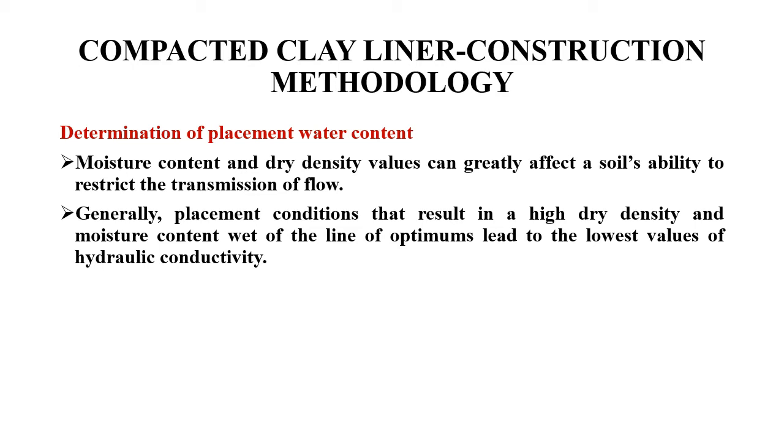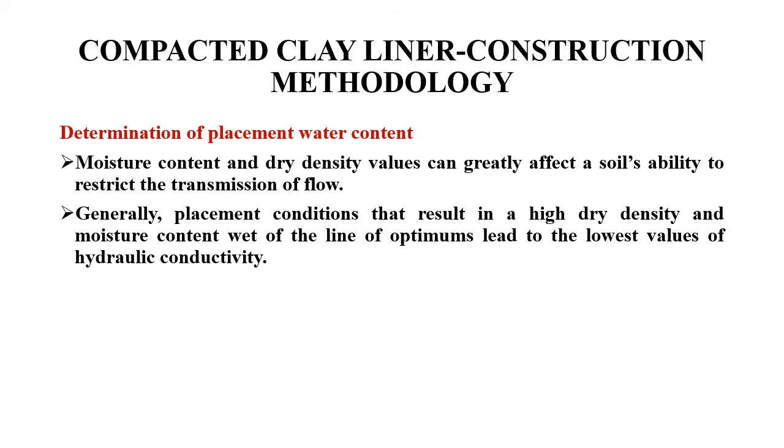Whatever construction methodologies you adopt, finally it should be such that it makes the liner material least permeable to any sort of solutions. That is the idea behind the construction practices that we adopt for the construction of the compacted clay liner. So when we choose the placement water content, for the liner material we will do a series of compaction tests. We will do the normal Proctor test, then the Proctor test at a reduced energy, then the heavy Proctor test, which is conducted at a higher energy.